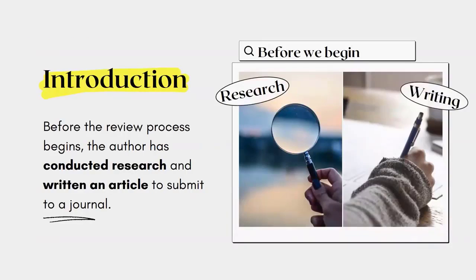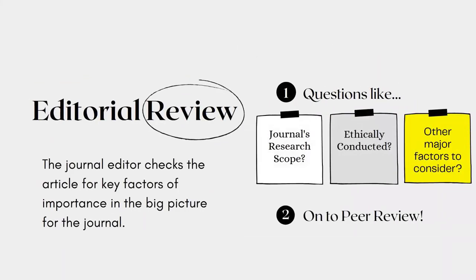Let's begin. When scholars complete a research study, they need to report their findings, and the highest standard for doing so is often in a scholarly journal. Once the article is written, the author submits it to a journal. The first review is an editorial review, wherein the journal's editors determine if the article meets certain criteria for inclusion. This might include determining if the research fits in the journal's scope, if it was ethically conducted, and a number of other factors. Once the article has passed editorial review, it is sent out for peer review.